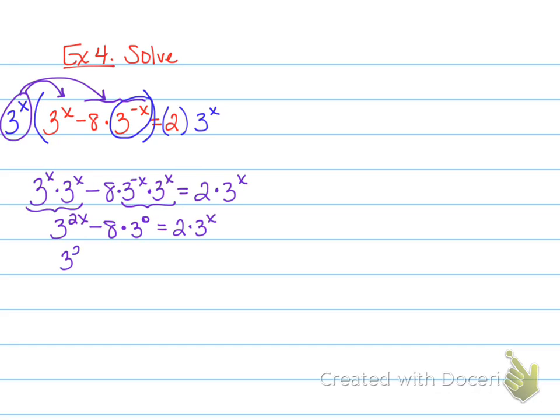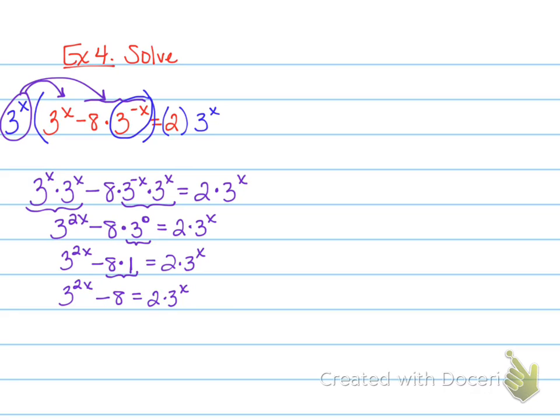And so we have 3 to the 2x minus 8 times 3 to the 0, which is 1, equals the other side. And then we have 3 to the 2x. Well, negative 8 times 1 is just minus 8, equals 2 times 3 to the x. All right, and so now we're ready to start solving.